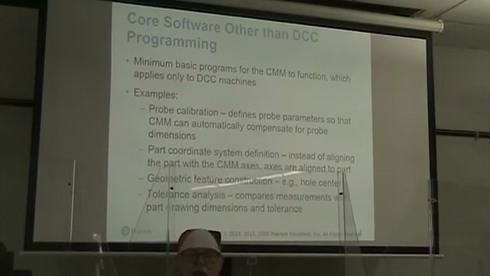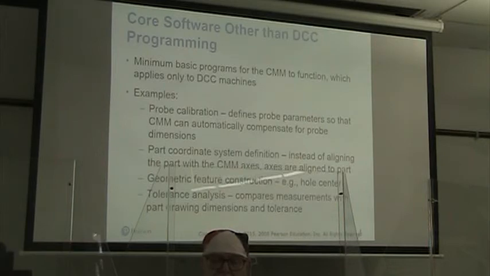Our core software that is other than the direct computer control programming. These are the minimum basic programs for the coordinate measuring machine to function. And this applies only to direct computer control machines. Some examples might be probe calibration. We want to define the probe parameters so that our coordinate measuring machine can automatically compensate for the probe dimensions.